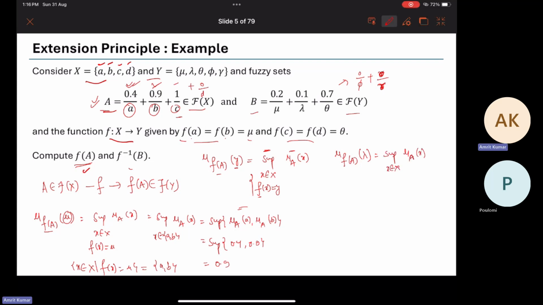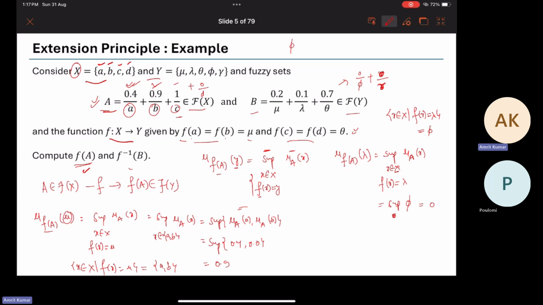So we'll look at all x in our domain X such that f of x equals lambda. Now, it is clear from the definition of f that no such x exists, right? No element in our universe X is mapped to lambda. So this means that we are essentially taking the supremum of the empty set, because the set of all x such that f of x is lambda is simply the empty set. No x is mapped to lambda, and this is zero.